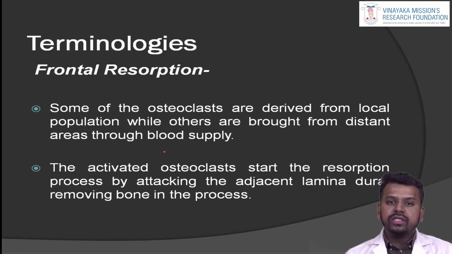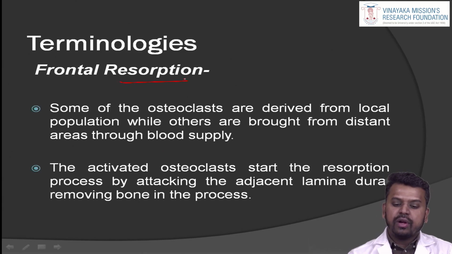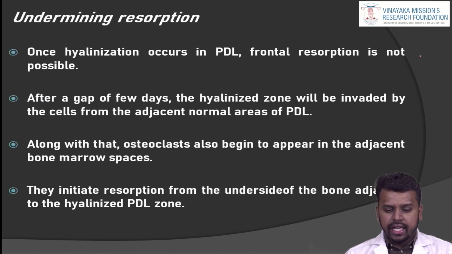Going to the terminologies, frontal resorption is where the osteoclasts are derived from the local population, while others are brought from distant areas through the blood supply. The activated osteoclasts start the resorption process by attacking the adjacent lamina dura, removing bone in the process. Resorption is nothing but a process of removing bone cells on the adjacent area.